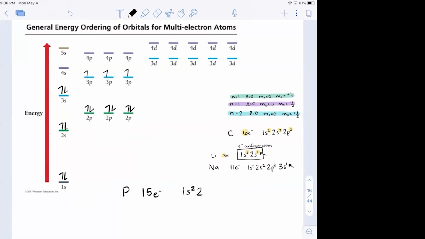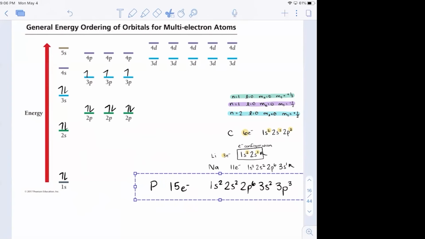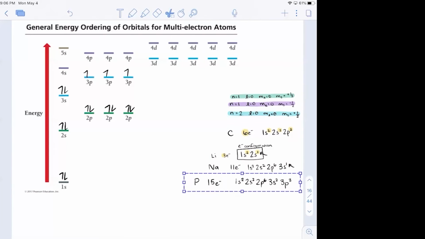1s2, 2s2, 2p6, 3s2, 3p3. Again, always double check to make sure that your exponents add up to the overall electron count. And make sure you're following the Aufbau principle, the Pauli exclusion principle, and Hund's rule.